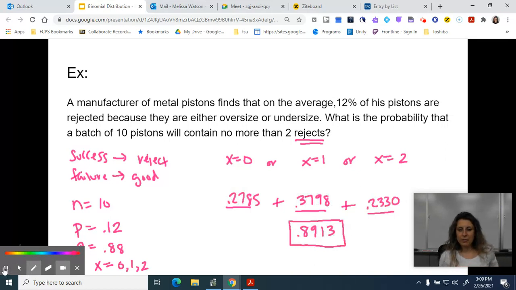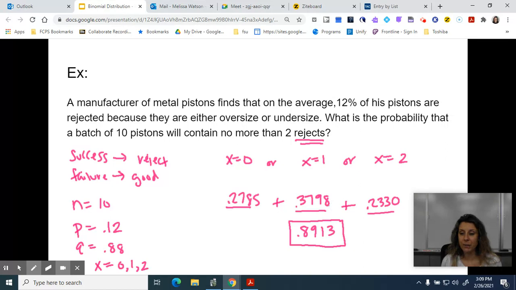Okay, check those probabilities. I got 0.2785, 0.3798, and 0.2330. I added those up and got a final answer of 89.13%. Now, I forgot to mention on that last example, we are rounding. I'm rounding to the 4th decimal place here.